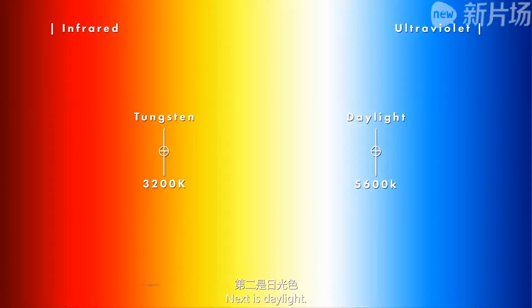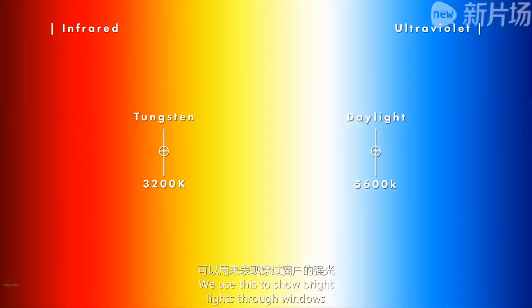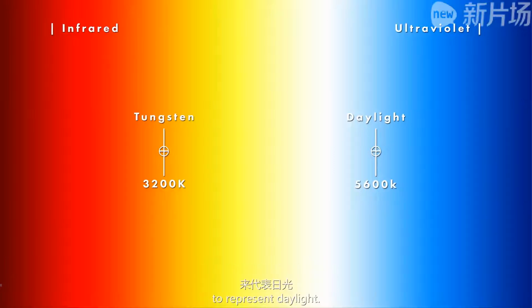Next is daylight. At around 5600 degrees Kelvin, daylight is a blue in color and closely resembles a strong midday sun. We use this to show bright lights through windows to represent daylight.